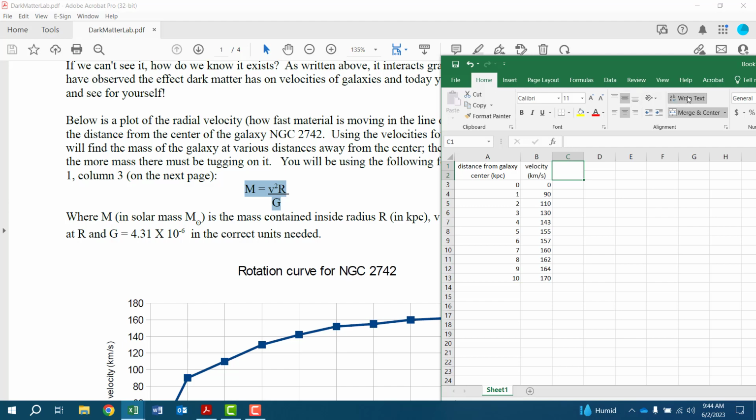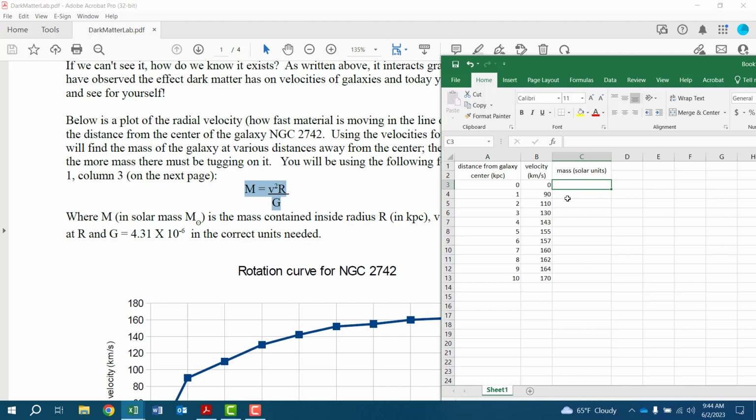In any case, let me merge these cells, center vertically, wrap text, and then the title of this column will be mass, and the formula given to us here will allow us to calculate the mass as a multiple of the sun's mass. So I'm going to put solar units. For instance, if the number came out 100 for the use of the formula, that would mean that all the mass within the orbit of a star is about 100 solar masses. Now, it turns out the numbers we're dealing with are much bigger than that because galaxies have millions or billions of stars in them.